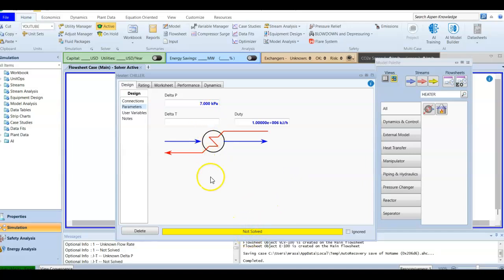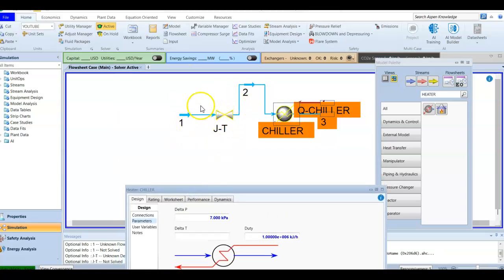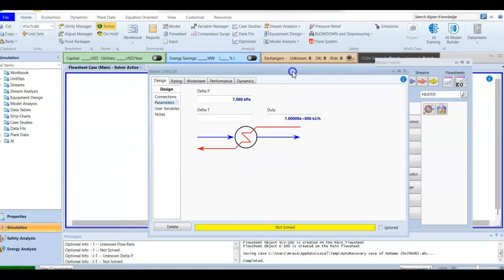So even if we have entered all the information, it is not solved because if we look back here, we have other streams that are not solved. Okay, so this one can't be solved. But let's cover the rest of the information.